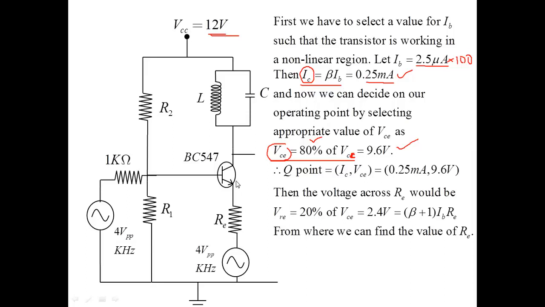And I can say that since I have taken 80% to be the CE voltage, the rest of the 20% should come here. So this is again VCC. So 20% of VCC, and if we know that VCC is 12 volt, it will come almost as 2.4 volt, and that should be equal to the voltage drop across this. So voltage drop will be the current, that is (beta plus 1) times IB, that is IE current, multiplied by the RE value. So beta we know it's 100, IB we have already decided to be 0.25, so the value of RE we can find out from this, which comes somewhere close to 9.5K, which can be approximated as a 10K value.